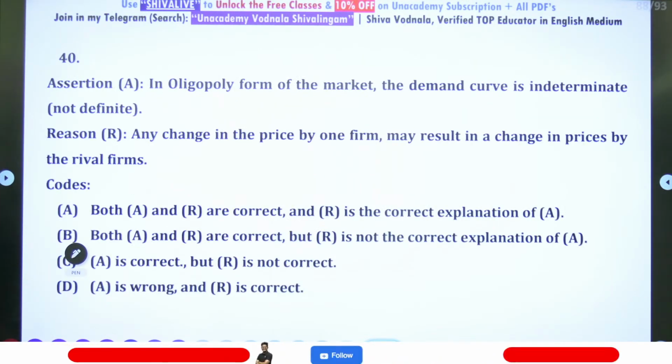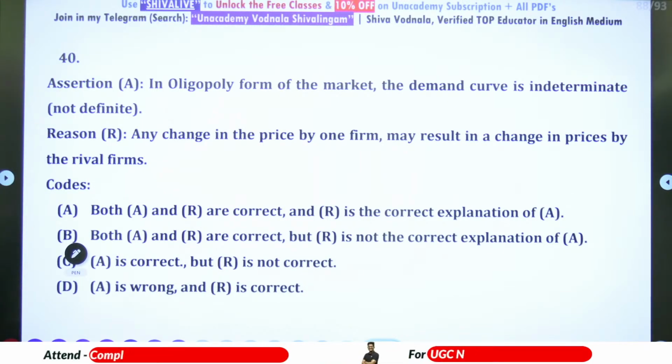Next, the last and final question of this session. In the oligopoly form of market, the demand curve is indeterminate, that is, not definite. Any change in the price by one firm may result in a change in price by the rival firms.